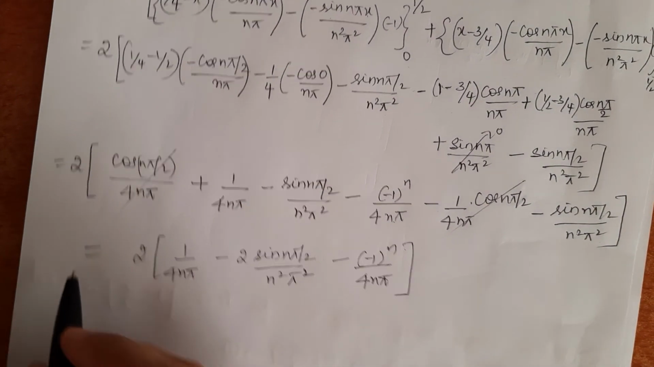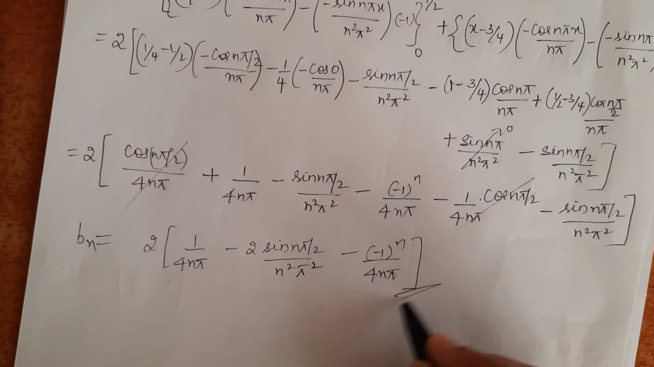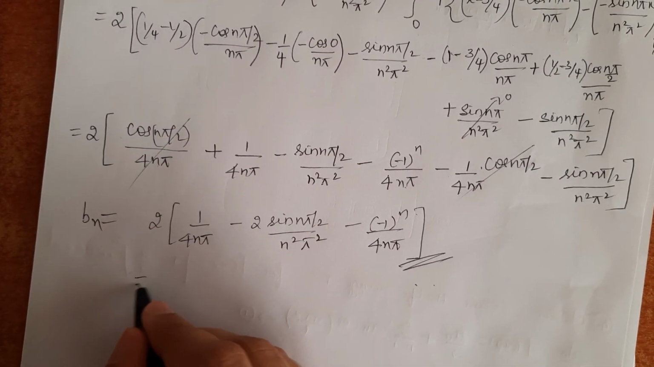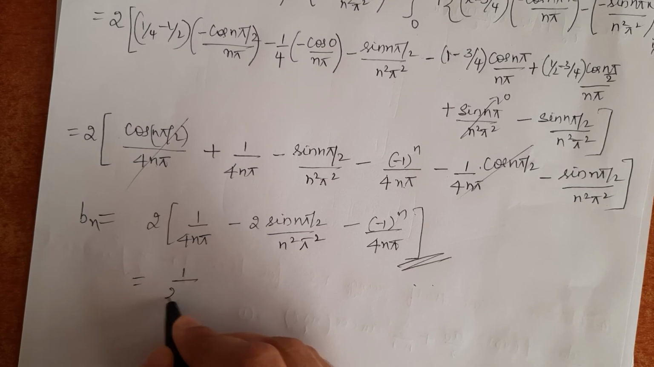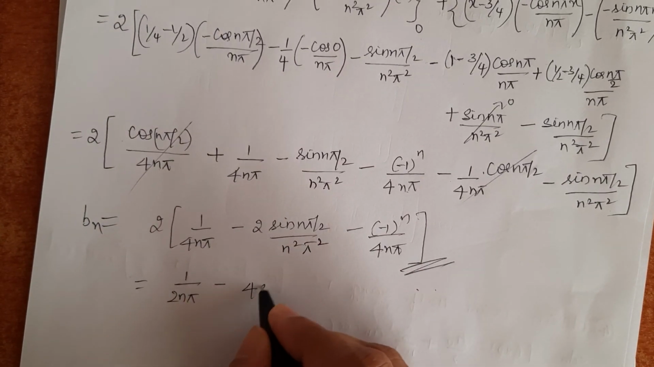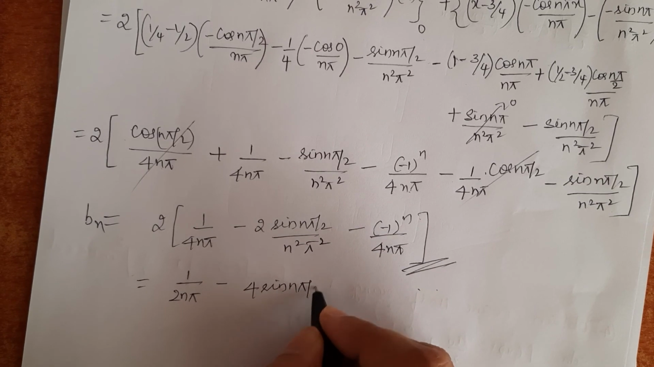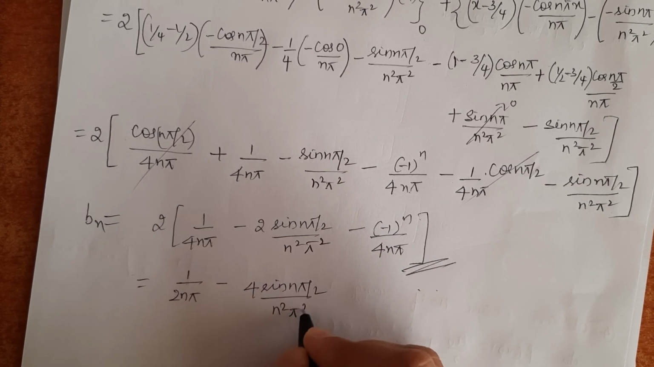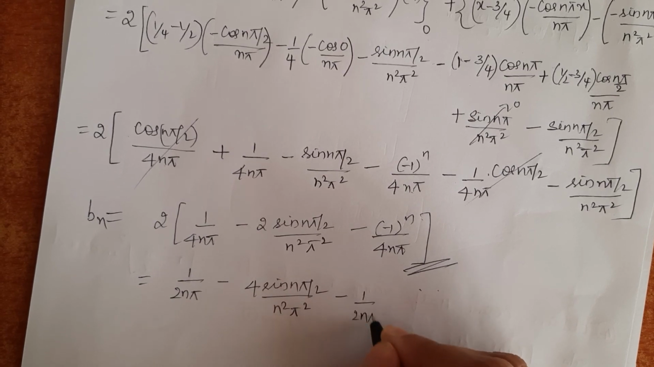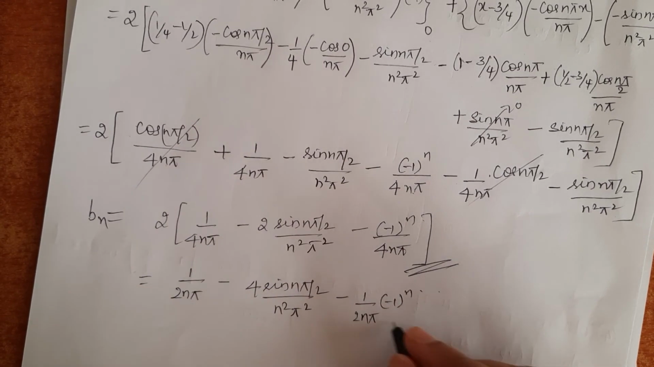This is the value of Bn, or we can multiply this 2 to this term. It will be 1 by 2n pi minus 2 twos are 4 into sine n pi by 2 divided by n square pi square, minus 1 by 2n pi into minus 1 to the power n.